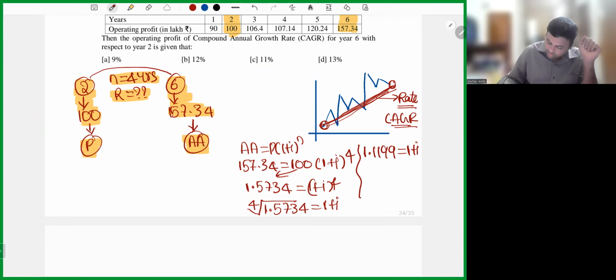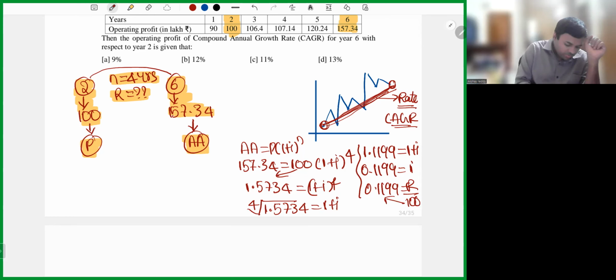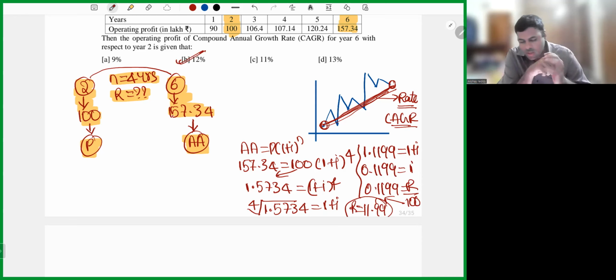Send 1 to the right side. 0.1199 is equal to i. 0.1199 is equal to R by 100. Cross multiplication. What is 0.1199 into 100? Obviously it is 11.99. R is equal to 11.99. What is 11.99? Approximately equals to 12%. Okay. So I hope that's fine, my dear friends.